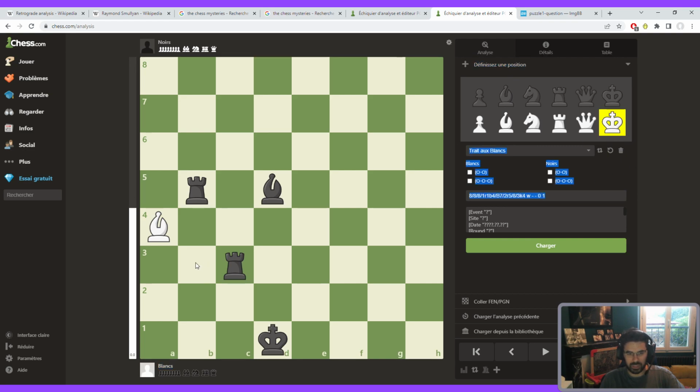What is this stupid analyzer? Okay, and now the king capture. Well, it's not possible because the black king was already checked by the rook in b5. And for the same reason, let's say that you had a bishop there, and if black played bishop there and black capture, it's the same. The white king was already checked by the bishop in d5.